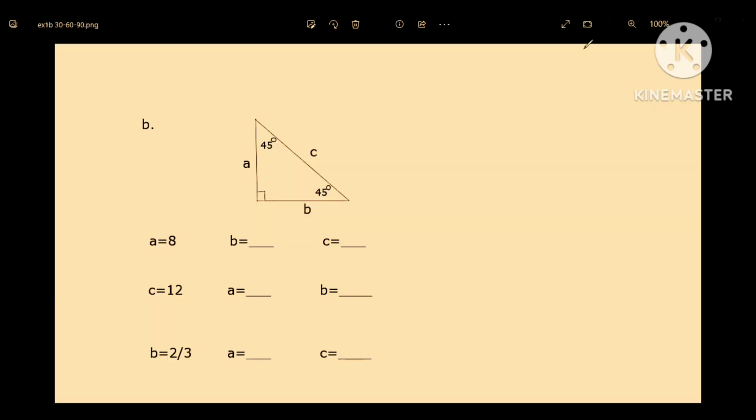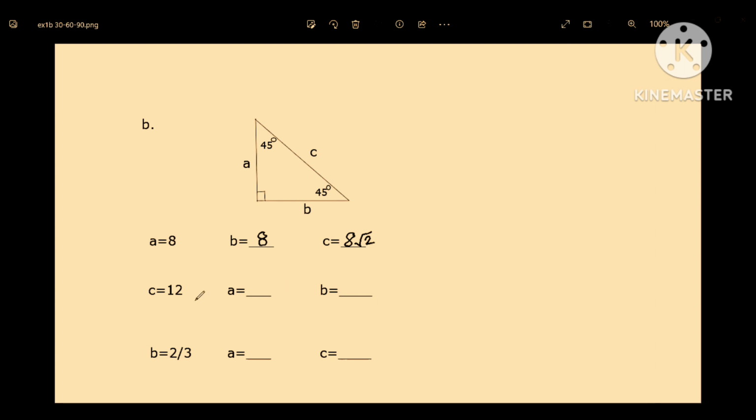Okay, let's go to letter B. So this time we're given a 45-45-90 right triangle. So when A is equal to 8, what is B? So since a 45-45-90 right triangle is an isosceles right triangle, then the two legs are equal, no? So when A equals 8, then B is also 8. Now, again, according to 45-45-90 right triangle, the hypotenuse is equal to the leg times the square root of 2. So, i-multiply lang natin ang square root of 2 ng 8. So, yun na ang ating C.